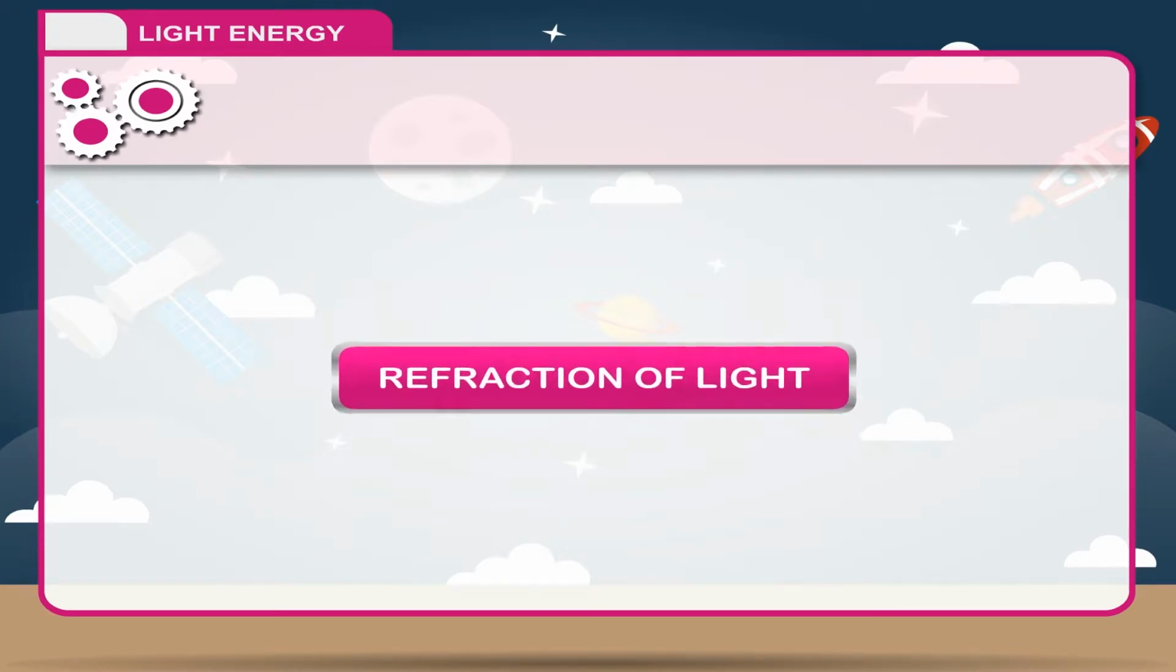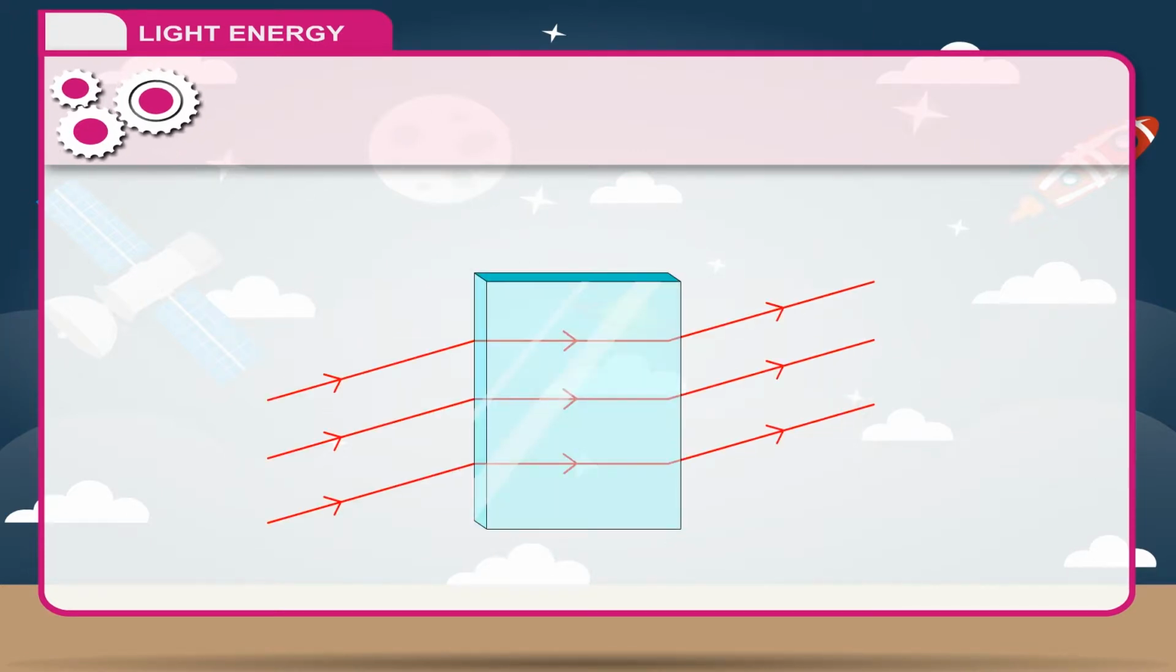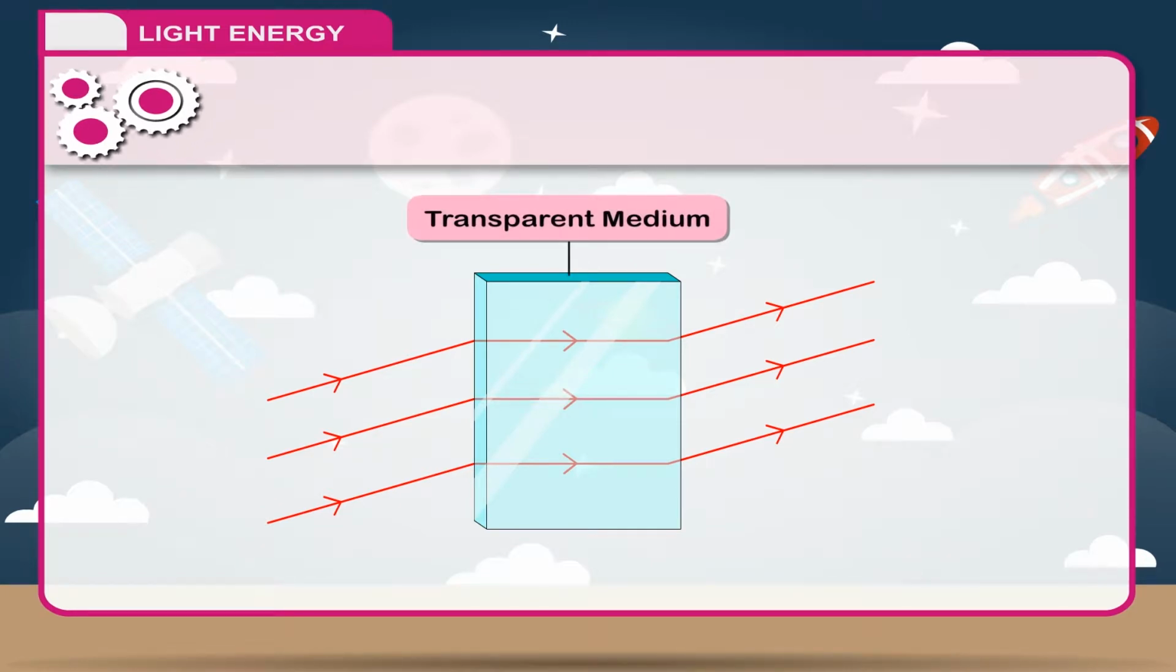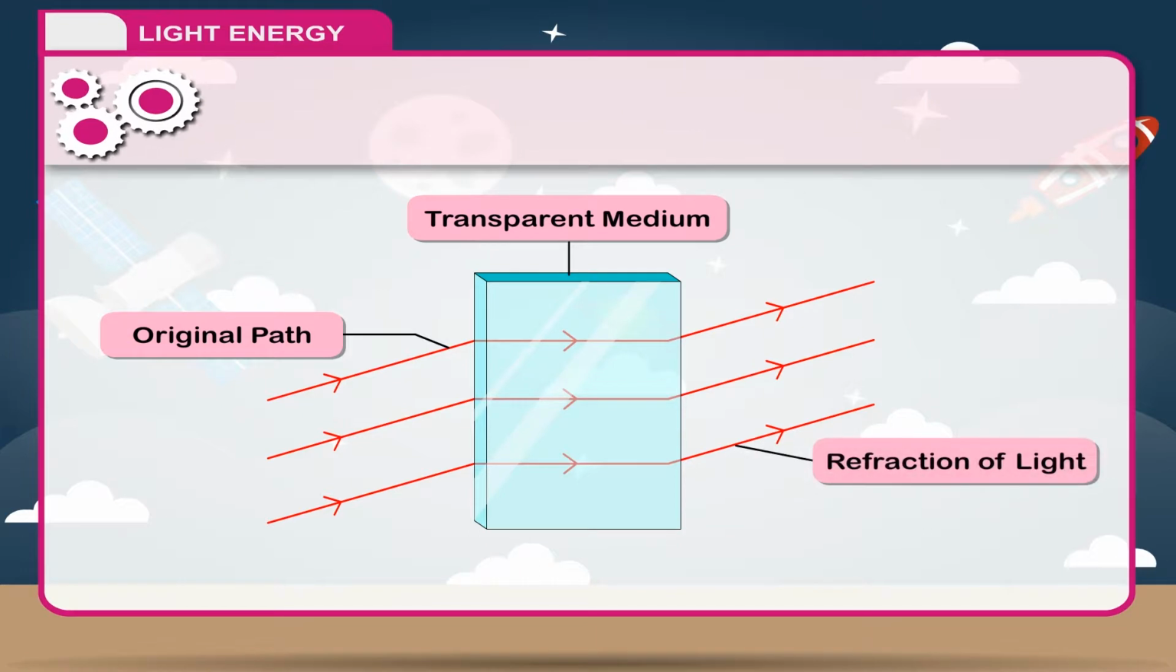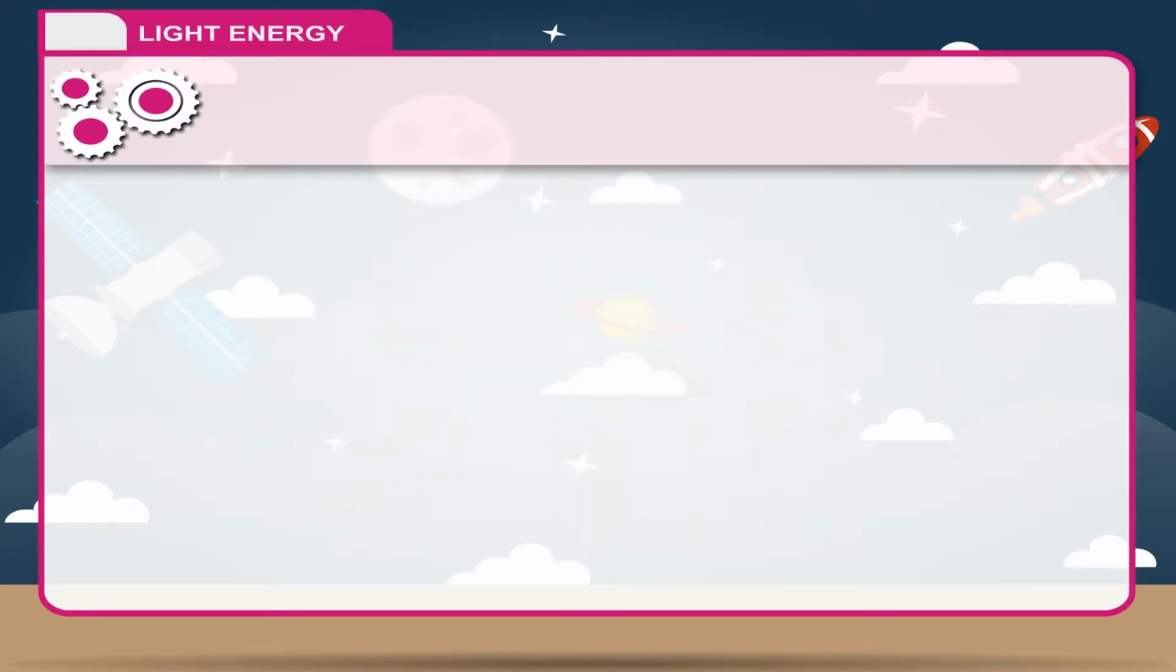Refraction of light. When a ray of light passes from one transparent medium to another with different optical density, it deviates from its original path. This phenomenon is called refraction of light.